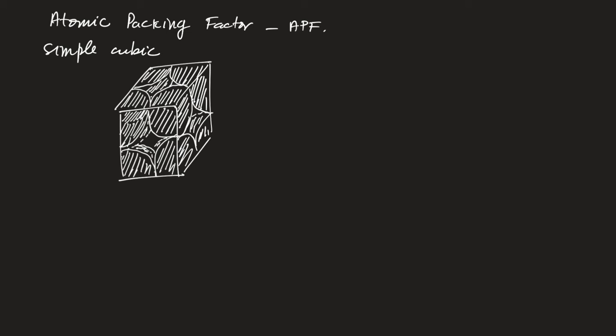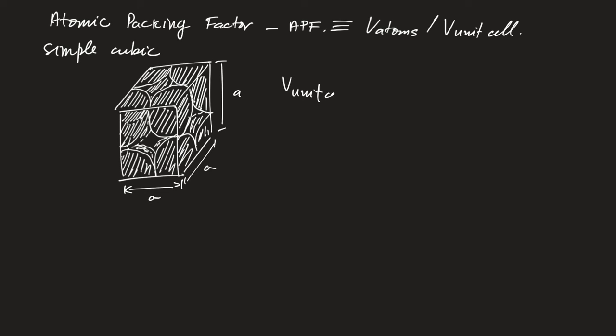So before we go into details of the simple cubic structure, let's first define the atomic packing factor to be the volume of the atoms in the unit cell over the volume of the unit cell. So if we say that the edge of this cube is a, then the volume of our unit cell will be a to the power of 3. The volume of the atoms now, we have to find a way to relate the sphere radius of the atoms to the edge of the cube.